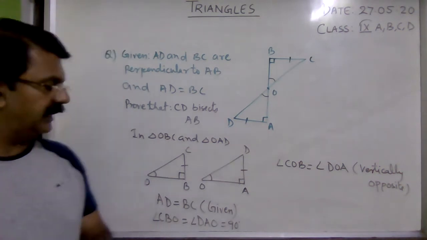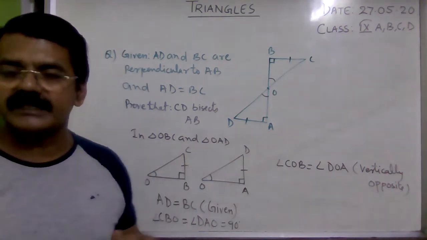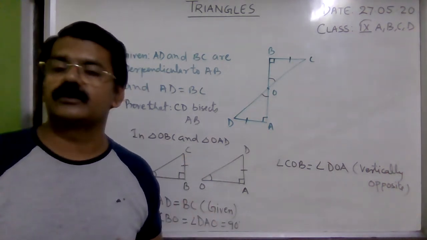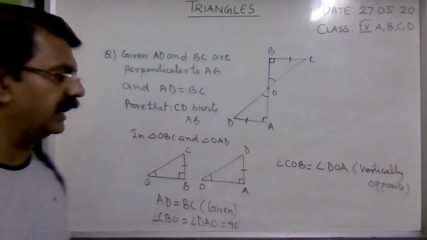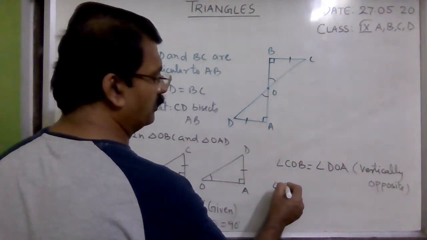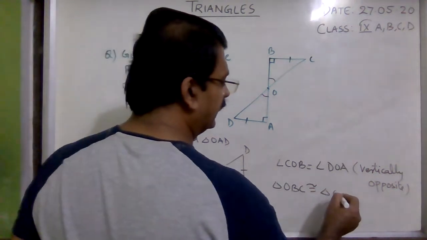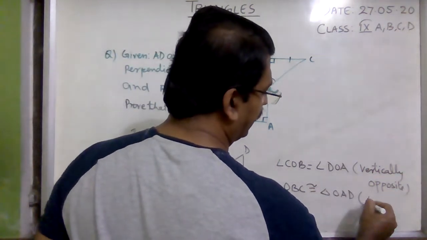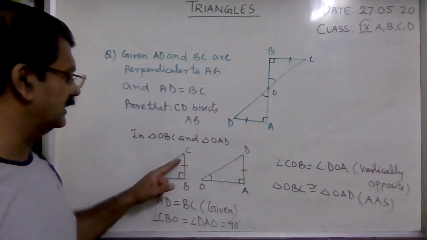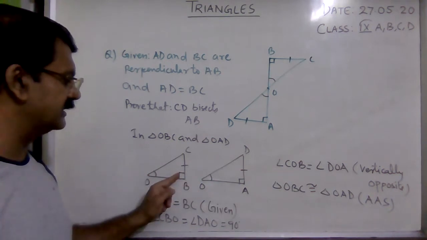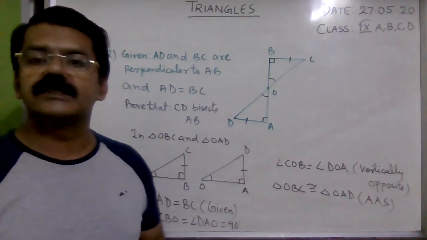Now you see in these two triangles, two angles and one side are equal. So now we can say that these two triangles are congruent by AAS congruency, angle angle side. So triangle OBC is congruent to triangle OAD by AAS congruency. This angle is equal to this angle, this angle is equal to this angle, and this side is also equal.